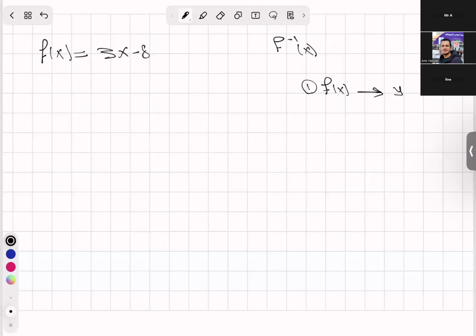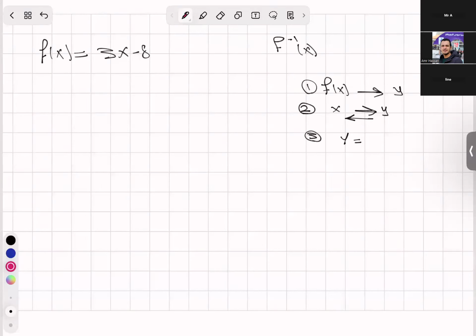So the other step, which makes sense, I need to change every single x with y and every single y with x, right? So it makes sense. I'm trying to change the letter from x to y and vice versa, right? And the last thing, the y must be isolated. So I need to isolate y, right?